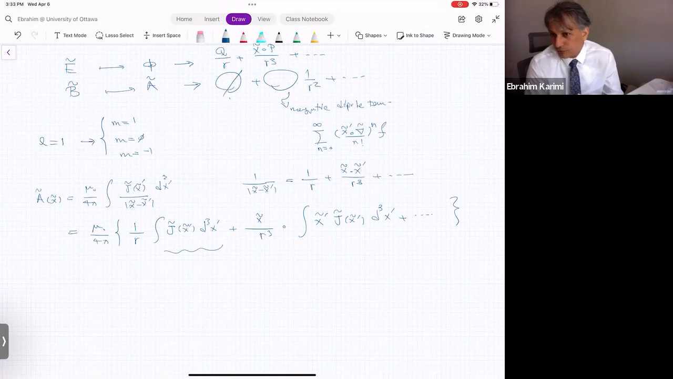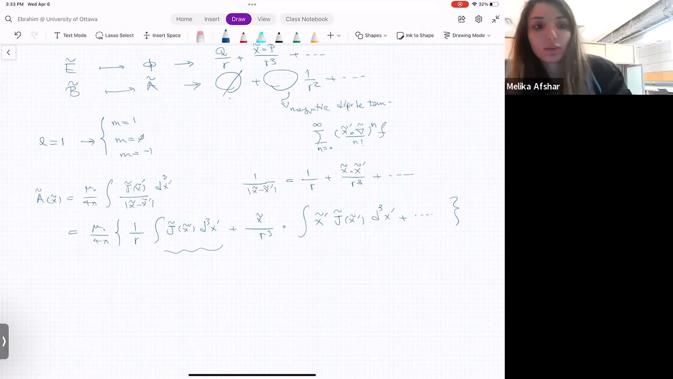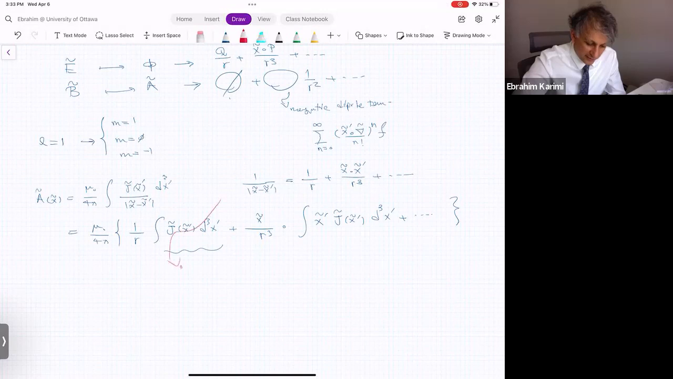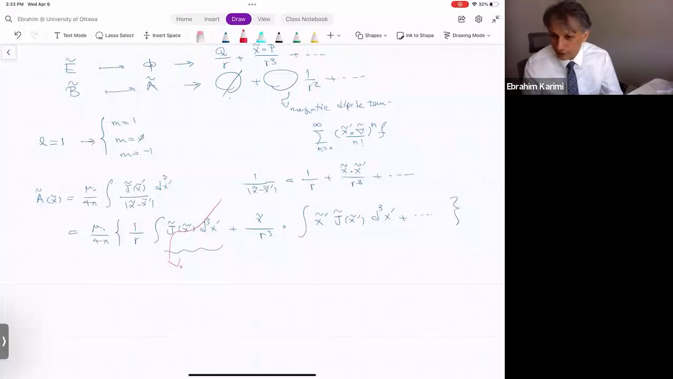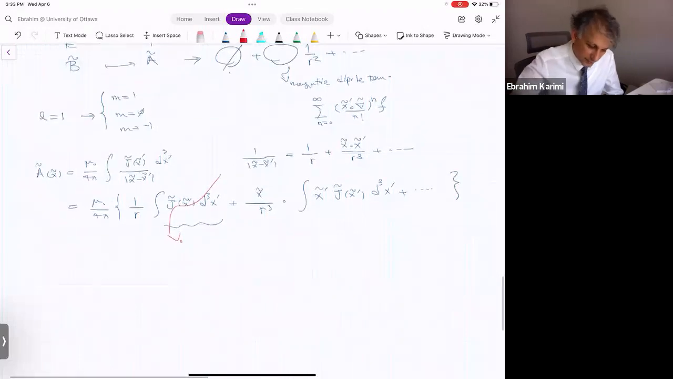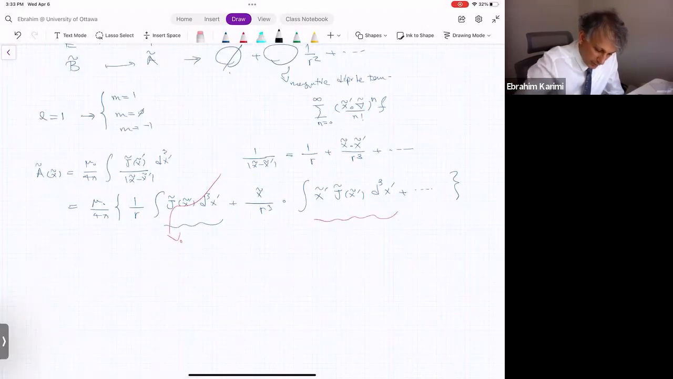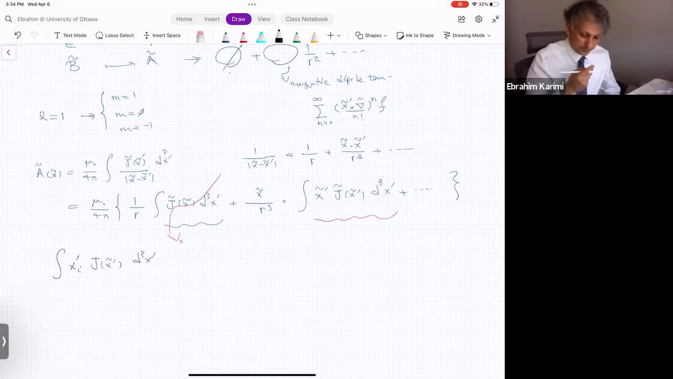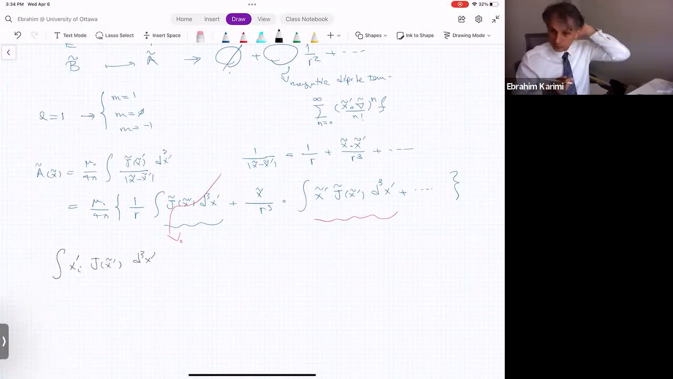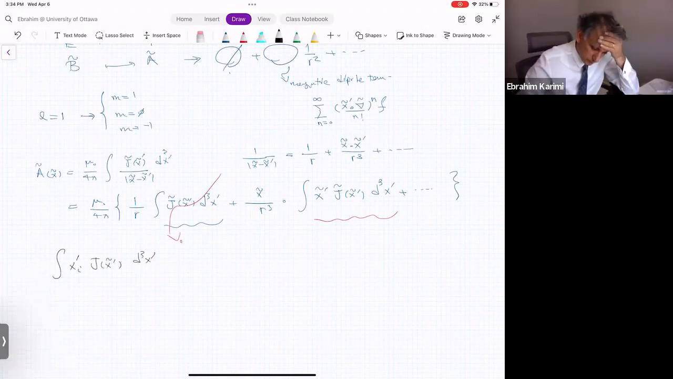We just proved it is 0. So it doesn't matter whether it is spherical, cylindrical, or Cartesian coordinates, that term, the monopole term, is always 0. What about this term? We have to do the calculation now: the integral of x_i or x prime_i, j of x prime, d3 of x prime.